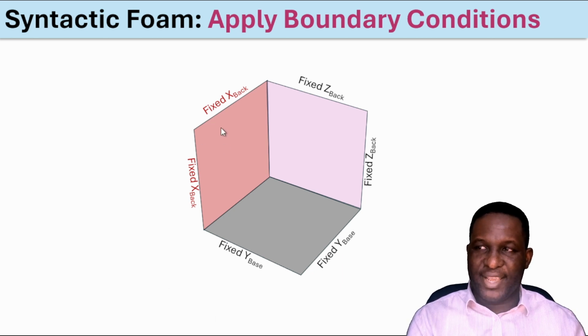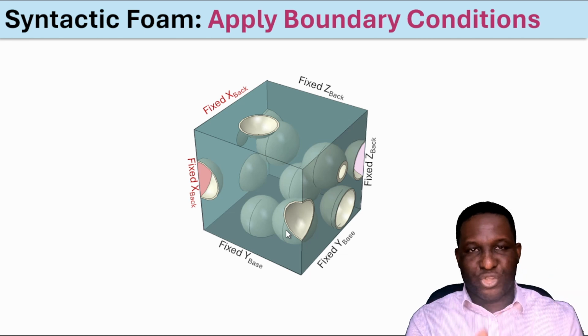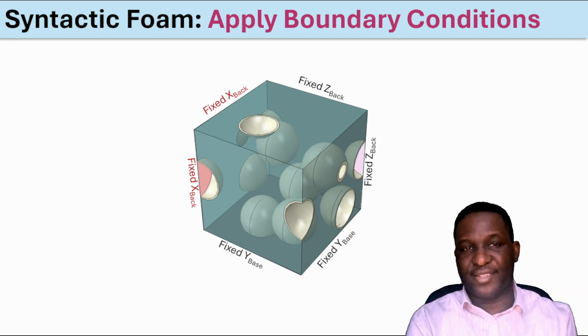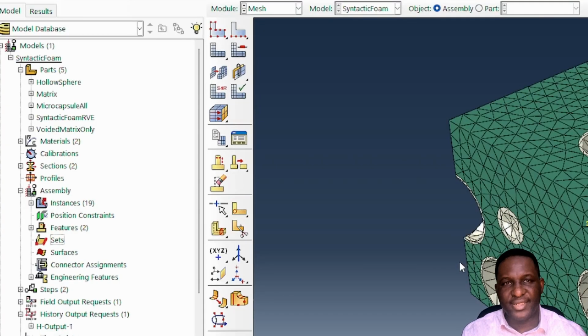So basically for this end, we fix it in the X direction. For this, we fix it only in the Y. And for this, we fix it in the Z. So that we've got a representative volume element that looks like this with constraint in the X, Y, and Z at the faces that are hidden. So once these boundary conditions are implemented, within the assembly module, we need to create a set of sets.